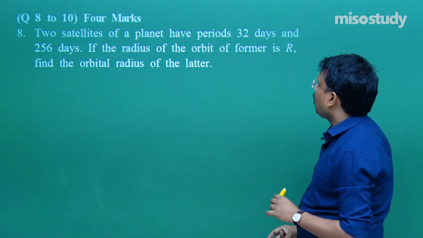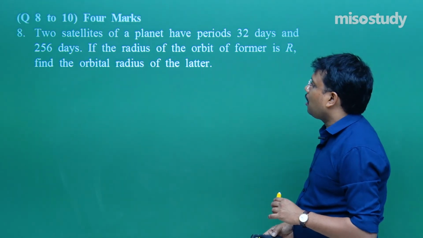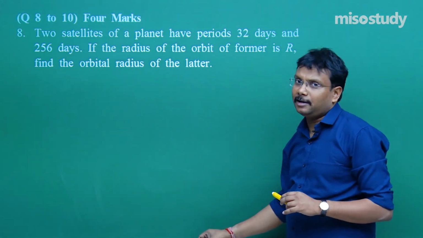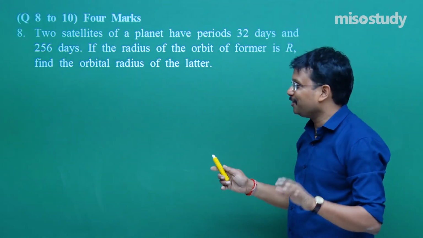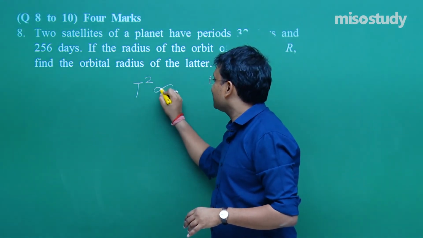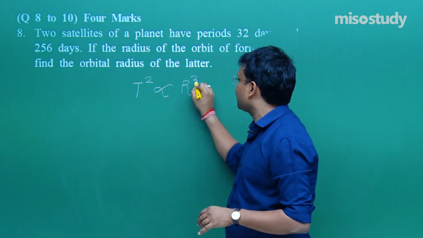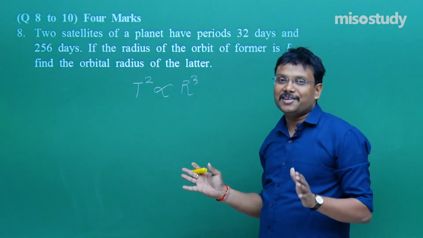If the radius of the orbit of the former, that is the small one, is r, find the orbital radius of the latter. So, which formula should I apply? I think I should not explain this question. It should be T square is directly proportional to r cube. That is it. This question is there.